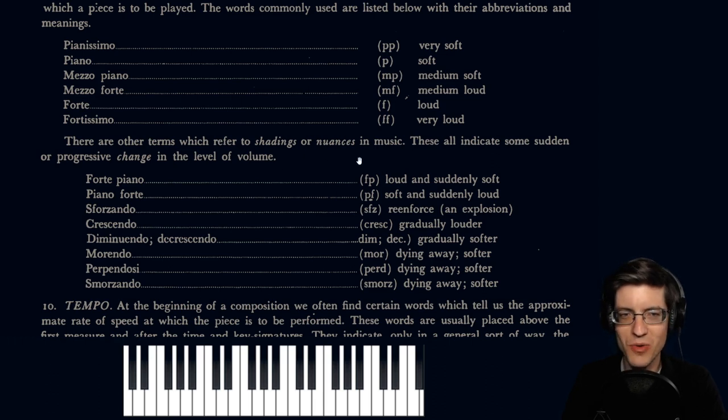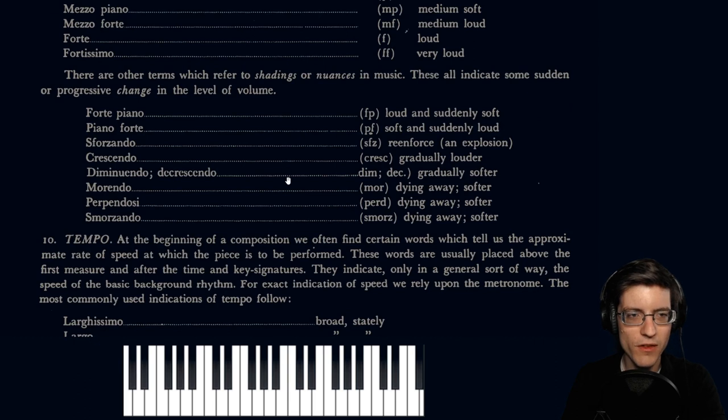So let's get back to our music notation. We have forte piano, forte a pianoforte, sforzando, crescendo, diminuendo or decrescendo. This is to gradually make softer. So if I have my volume up here, and I pull it away, that would be a decrescendo.